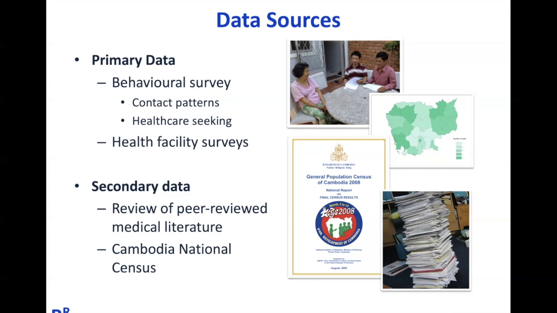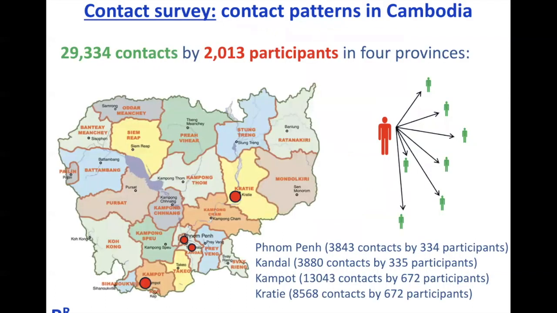And secondary data, review of peer-reviewed medical literature. For example, looking at the effectiveness of mask wearing. There's a lot of literature now. You don't have to do this study again. This might probably be very useful. I'm just showing you an example from Cambodia, because in Cambodia, when we did the Asia Flucat project, we had difficulties in finding lots of data, especially about contact patterns. So we conducted a contact survey ourselves, contact pattern in Cambodia.